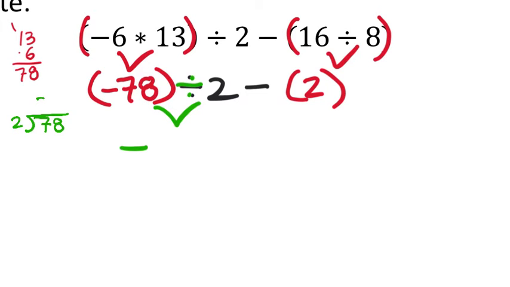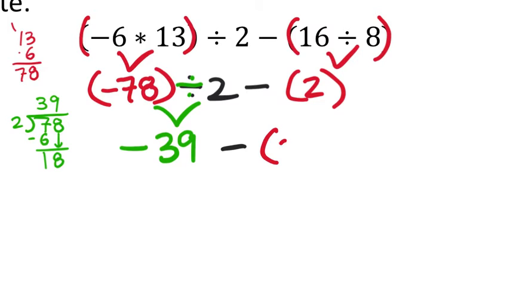2 will go into 7 3 times. 3 times 2 is 6. So 7 minus 6 is 1. Drop the 8 to make that 18. 2 goes into 18 9 times. That'll give us nothing remaining. So the final quotient ends up being negative 39. I still need to subtract that 2, though. And even at this point, you could take away those parentheses if you need to, if it helps. But you can keep them if it helps too.